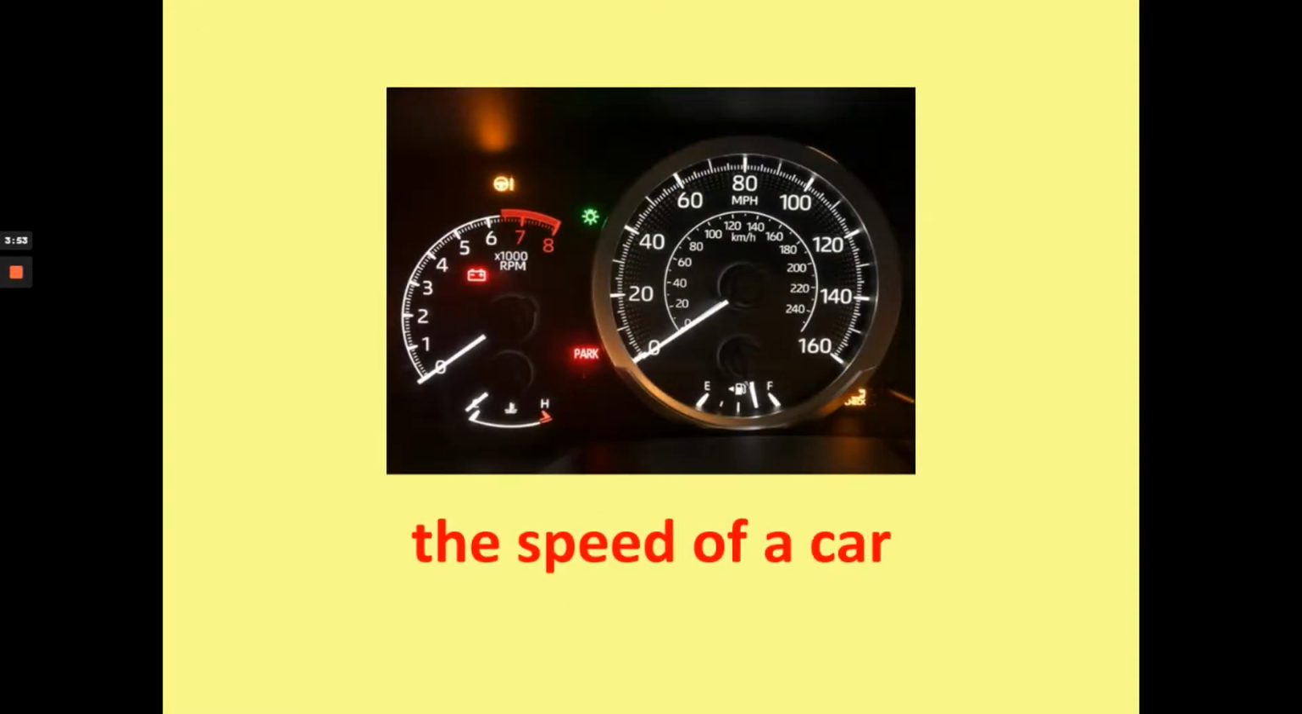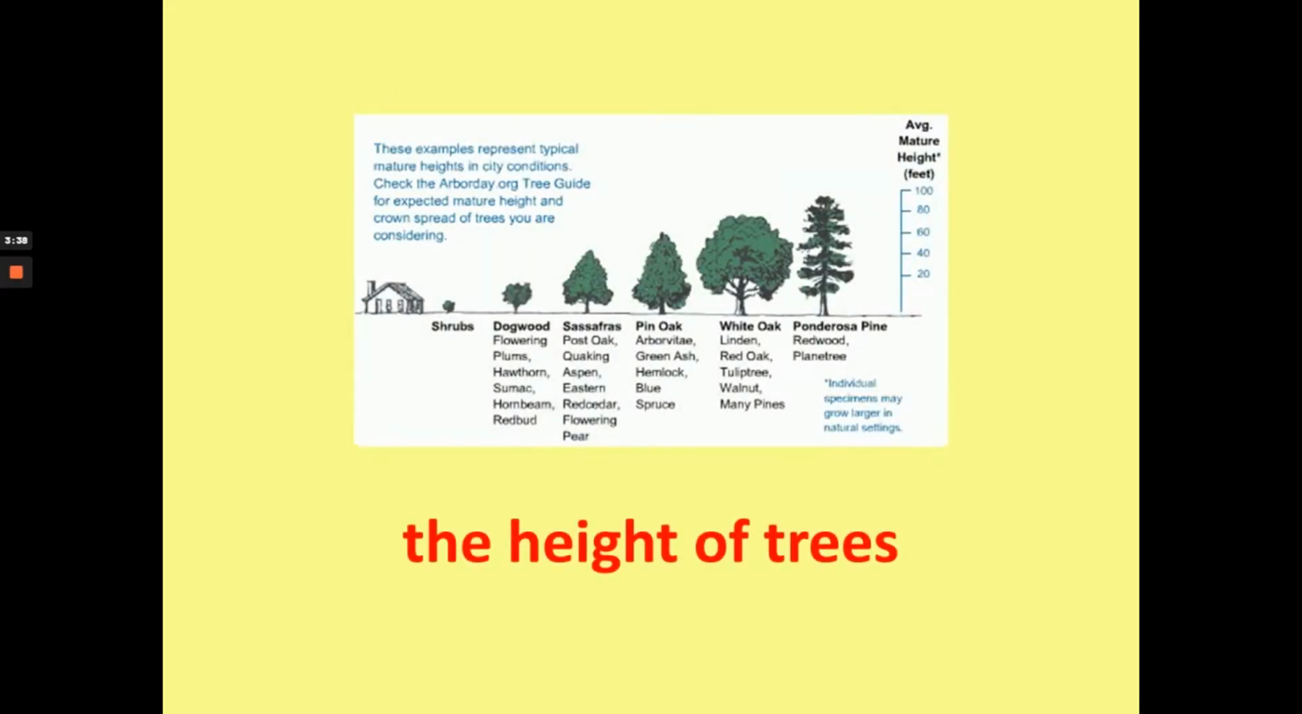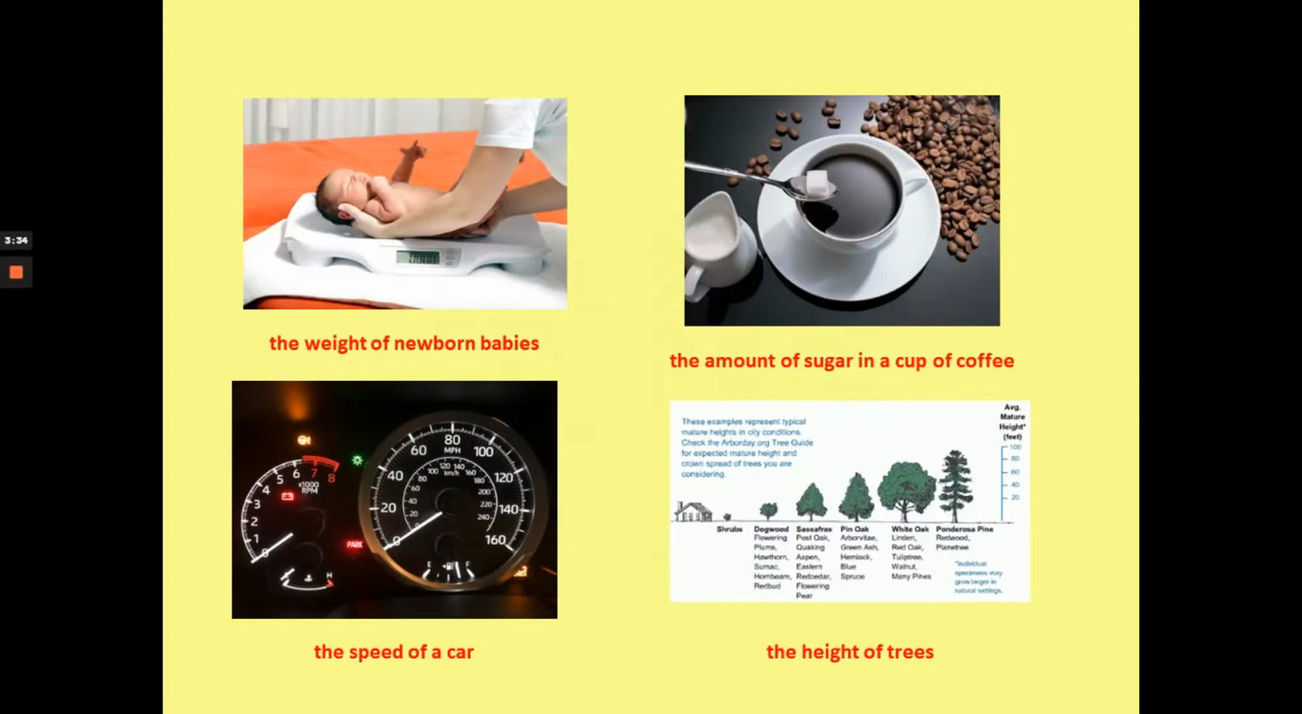The second example is the speed of a car. And this can be determined by getting the distance covered over time. Next, we have the amount of sugar in a cup of coffee. An example of this is in grams. And finally, we have here the height of trees. This can be determined in terms of feet. So again, the following examples represent continuous random variables, and we obtain its data by measuring it.